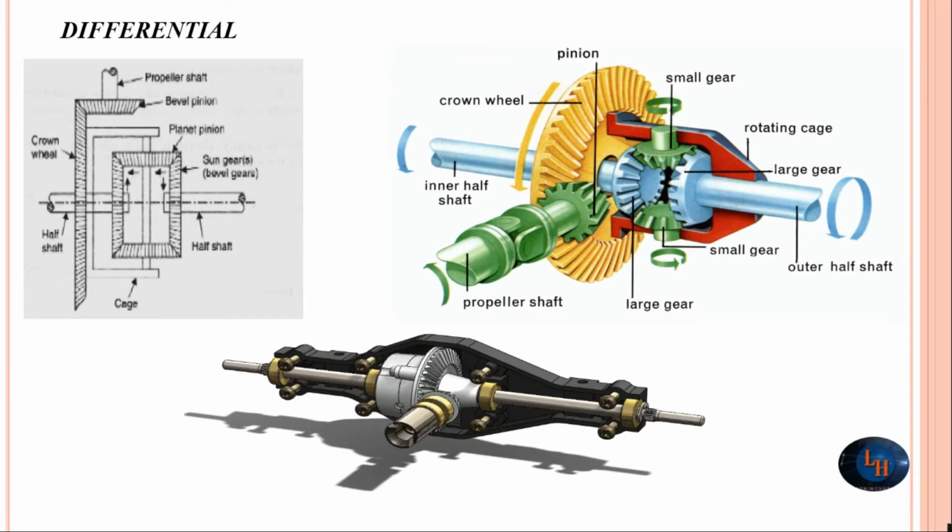The differential is used in the rear drive axle of front engine rear wheel drive vehicles, and also in the transaxle of front engine front wheel drive vehicles. Moreover, four wheel drive vehicles have differentials at both the front and rear wheels.